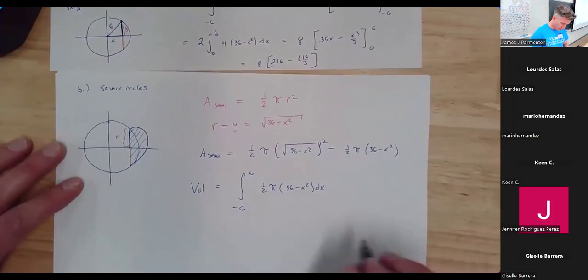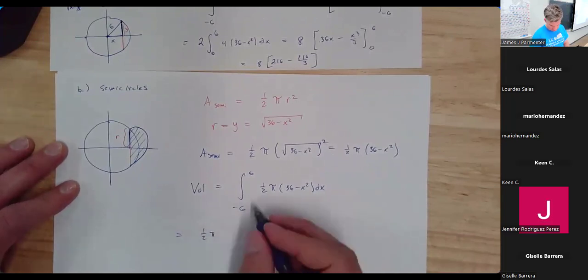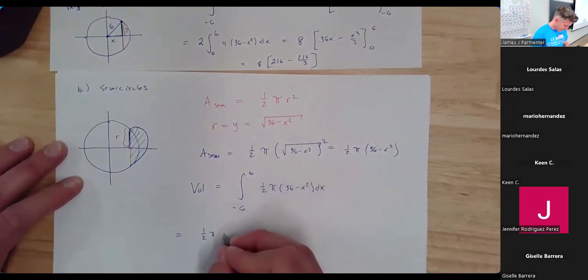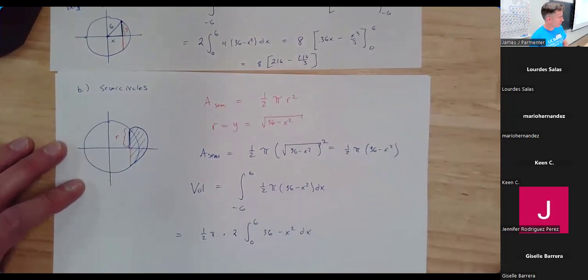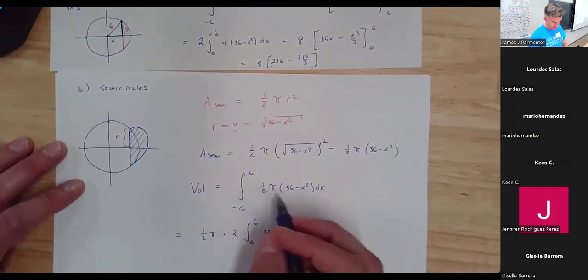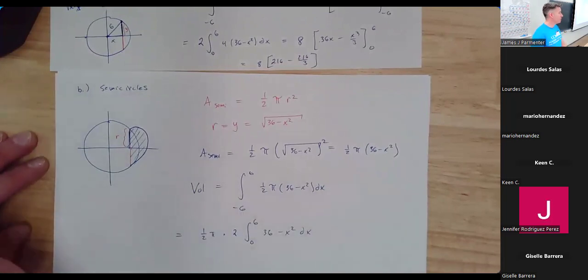Very similar result. You're going to get 1/2 pi. Let's do the tricky thing. It's going to be 1/2 pi times 2 times the integral from 0 to 6 of 36 minus x squared. Again, that's just cutting the integral in half and doubling it. This is only valid when the function you're integrating is an even function.